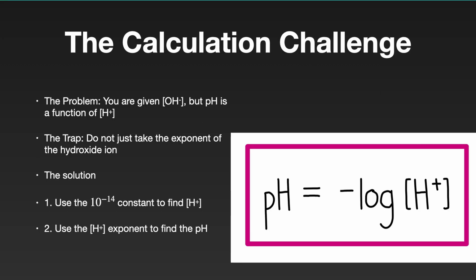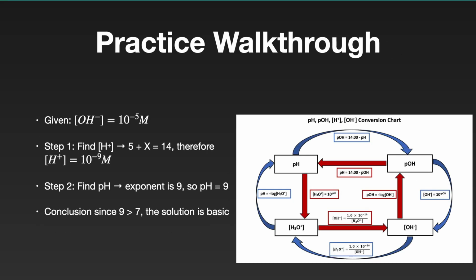Now for the math. Sometimes a problem will give you the hydroxide concentration and ask for the pH. You can't just take the exponent and call it a day. That would give you the pOH, which we're not using here. Instead, you use our exponent trick to find the hydrogen ion concentration first, and then you can identify the pH. Let's look at an example.